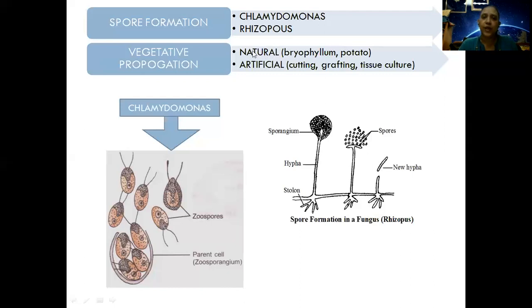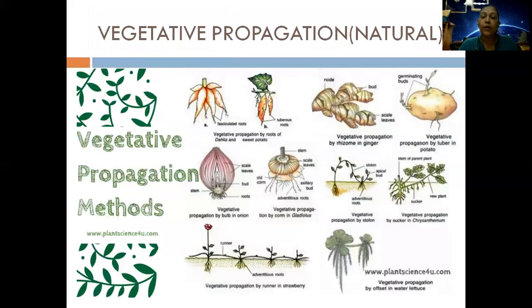Now in vegetative propagation, you have studied a part of it in 11th standard. In the chapter morphology of flowering plants, you have studied modification of root, modification of stem, modification of leaf, right? In the modification of root, you will find sweet potato. See there in the diagram, vegetative propagation by roots of dahlia and sweet potato, right?